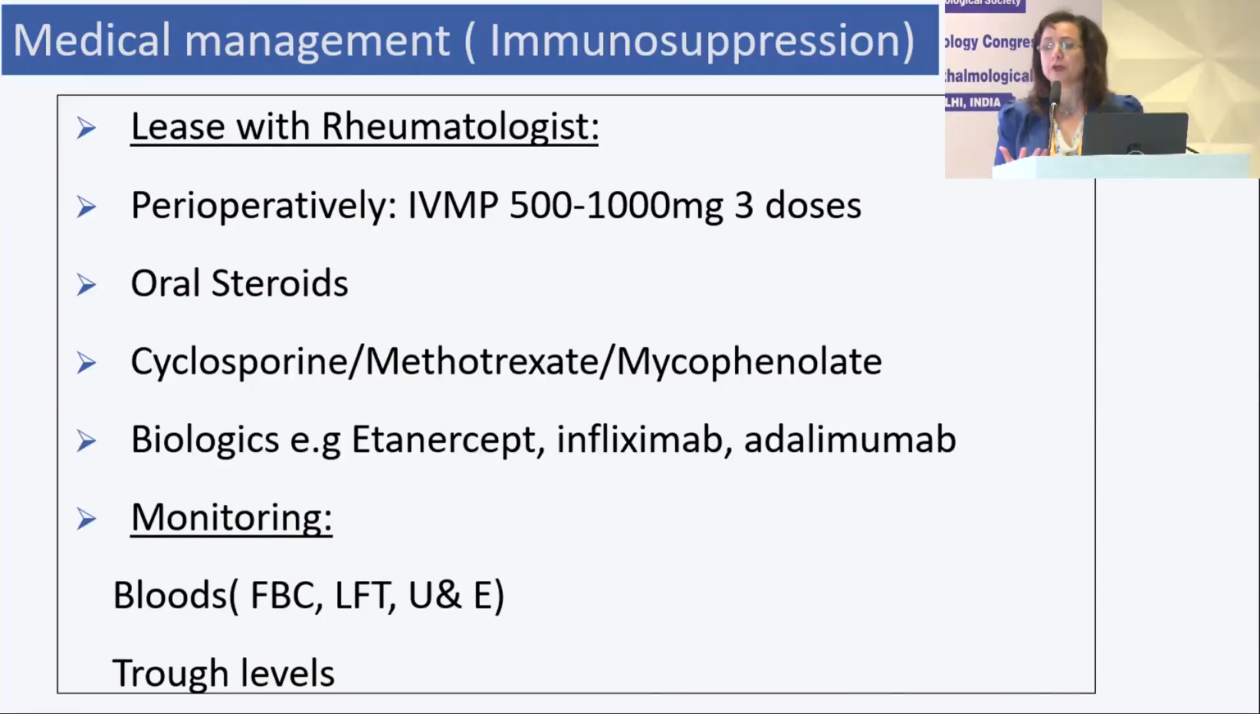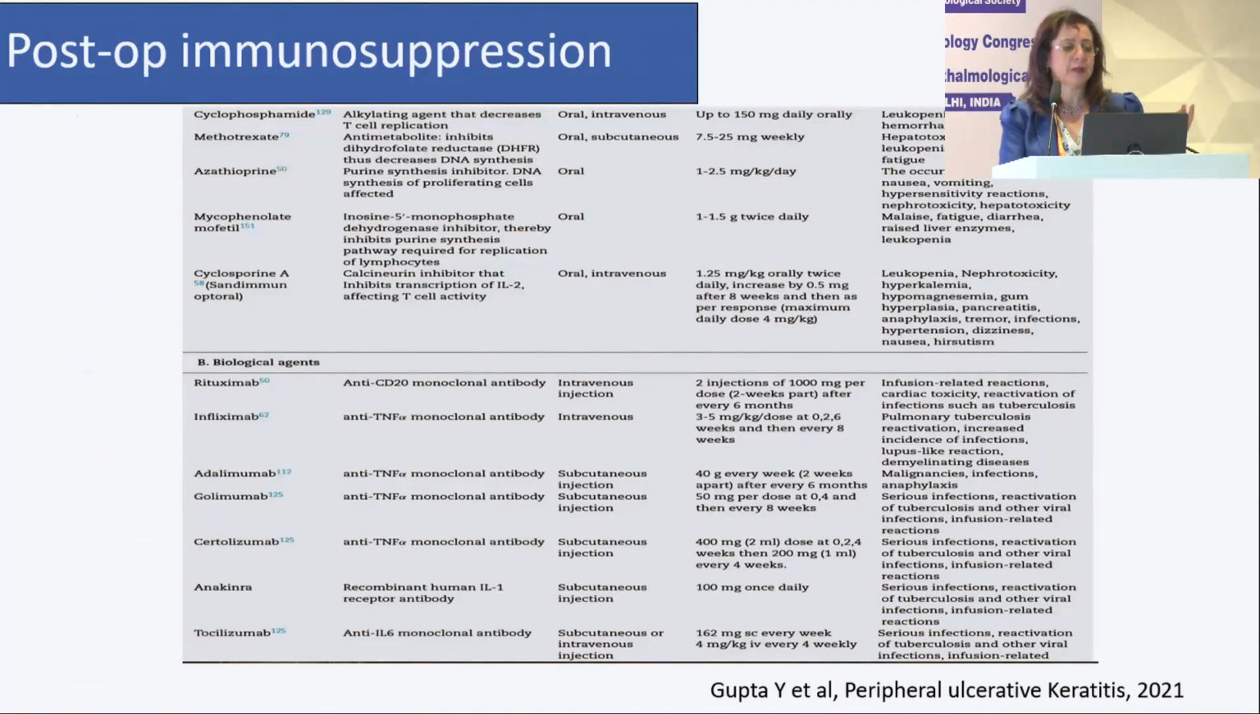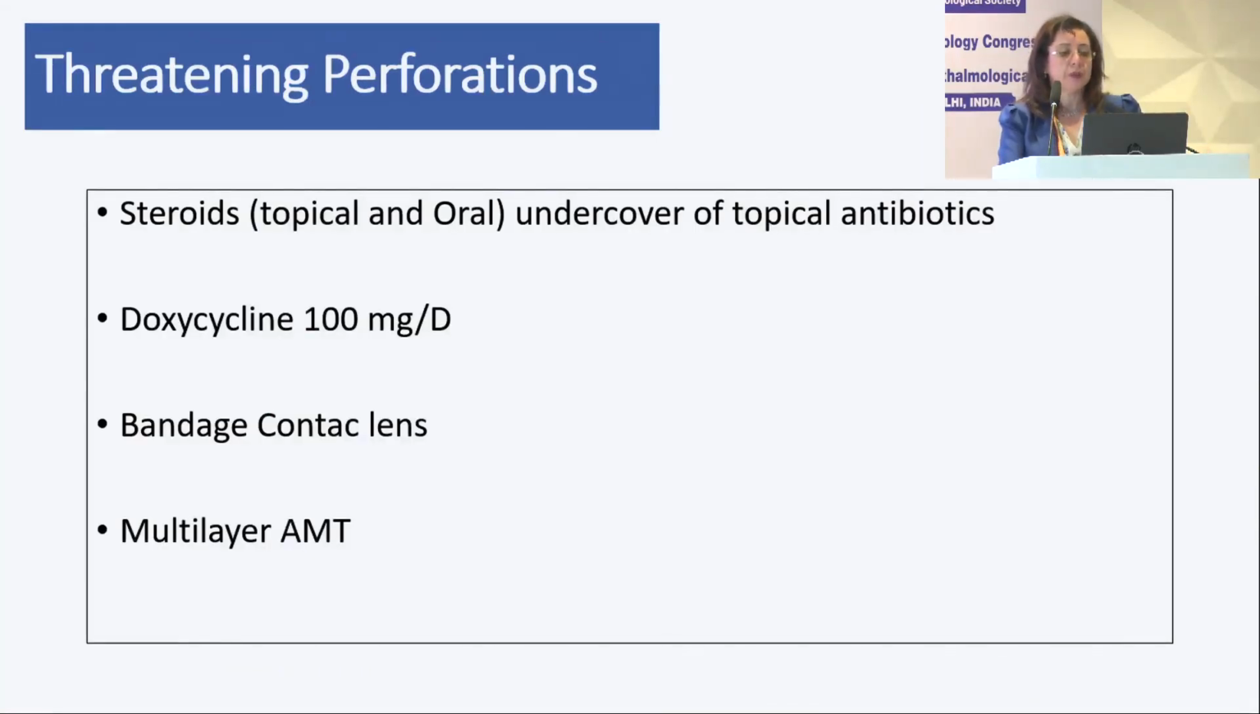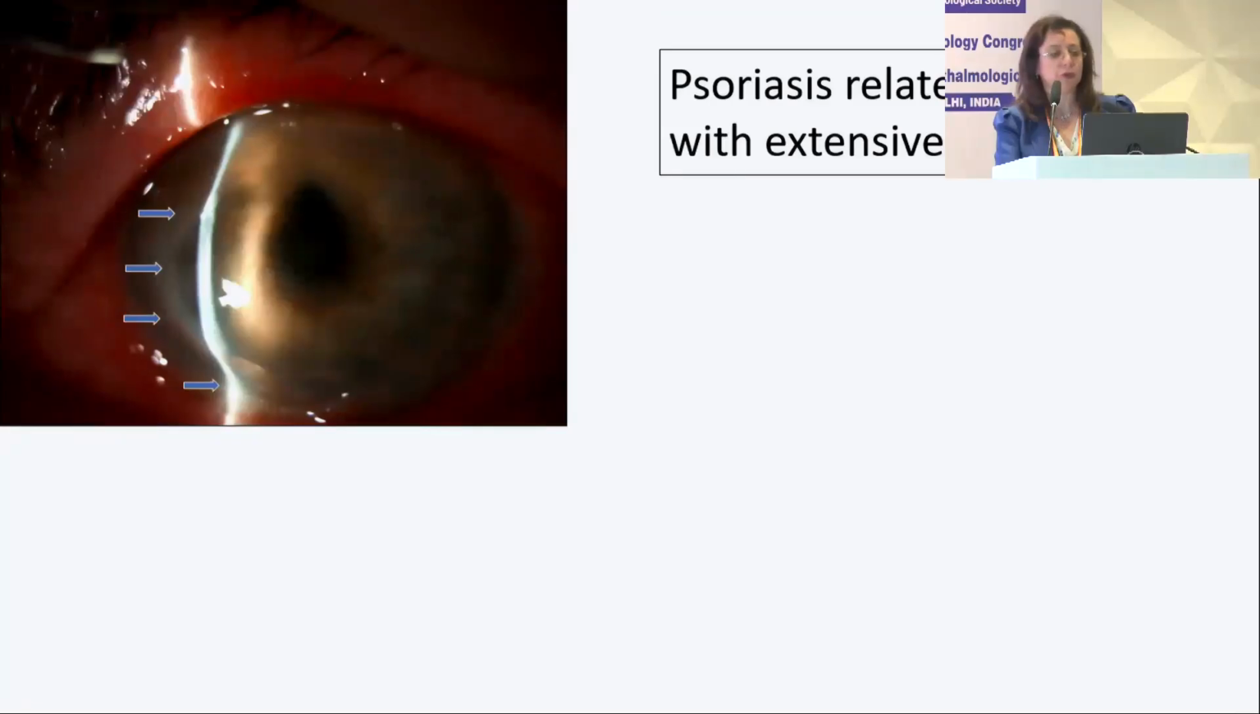Whenever we get a PUK which is about to perforate, we admit these patients, give them IV methylprednisolone 500 to 1,000 and oral steroids, and then with the rheumatologist we can give immune suppression while they monitor the patients. There is a variety of immune suppressive drugs used by the rheumatologist, especially the biologic agents. I'm not going to go into much detail, but if you have a threatening perforation, you can start with topical and oral steroids. You need doxycycline to reduce the melting. You can put on a bandage lens or use a multi-layered amniotic membrane, and I will show you some cases.